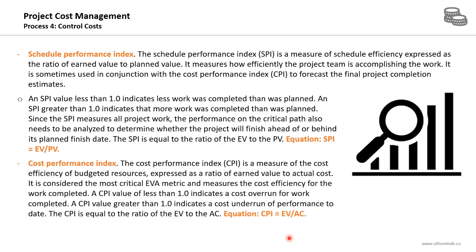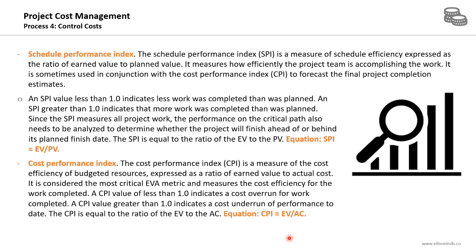The other performance index is the cost performance index, which is a measure of the cost efficiency of budgeted resources expressed as the ratio of earned value to the actual cost. So the CPI, or the cost performance index, is the earned value divided by the actual cost. It is considered the most critical earned value analysis metric and measures the cost efficiency for the work completed.